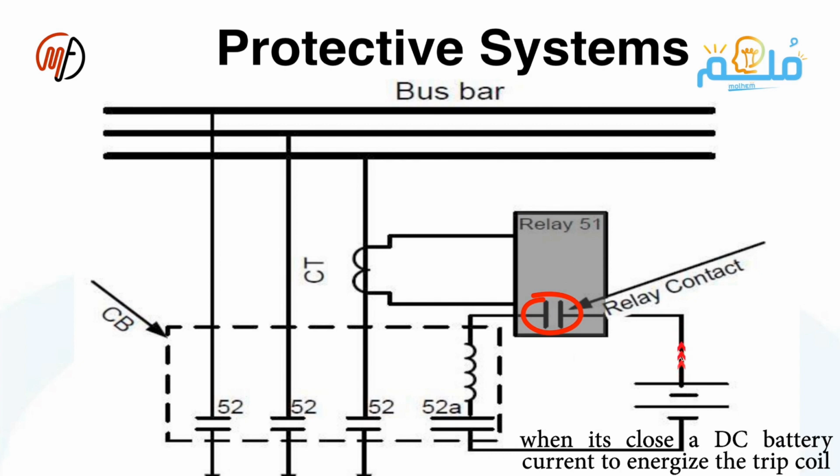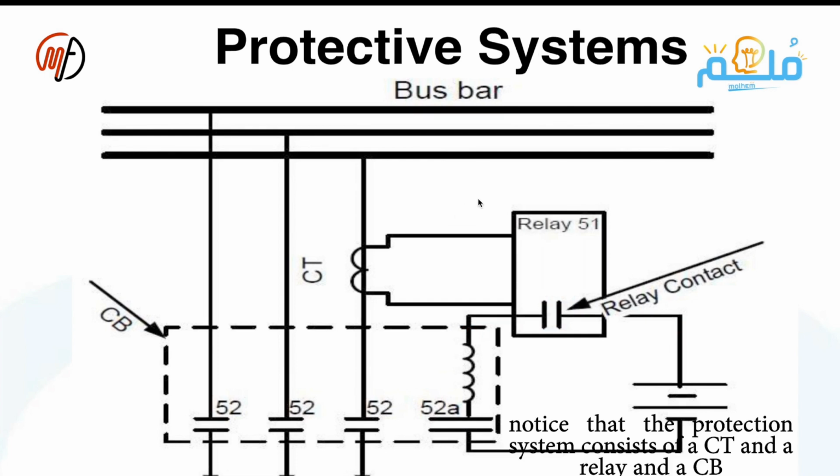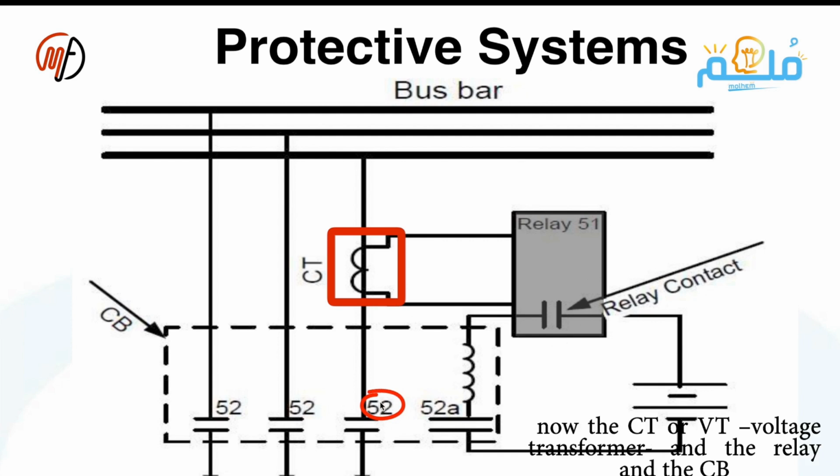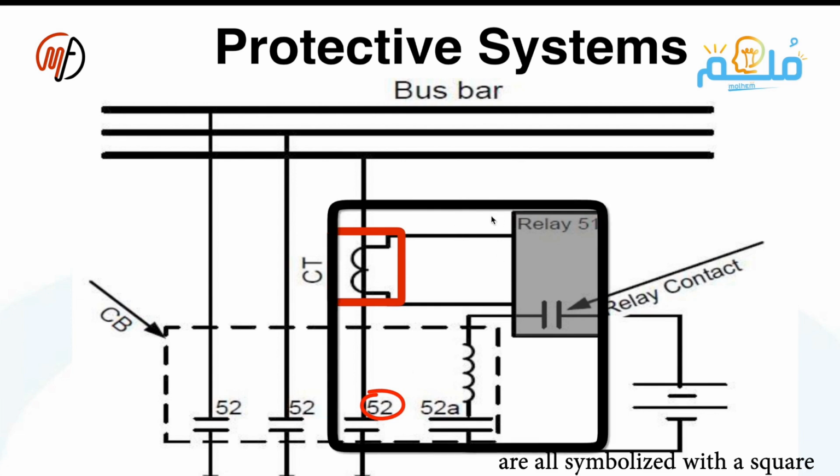Notice once more that the protection system consists of the CT, the relay and the circuit breaker. Now the CT or VT, voltage transformer, relay and circuit breaker are collectively represented by a square symbol. So if I say this square contains the CT, relay and circuit breaker, now follow me here. Let's assume that the trip coil circuit inside the circuit breaker is open due to some fault.